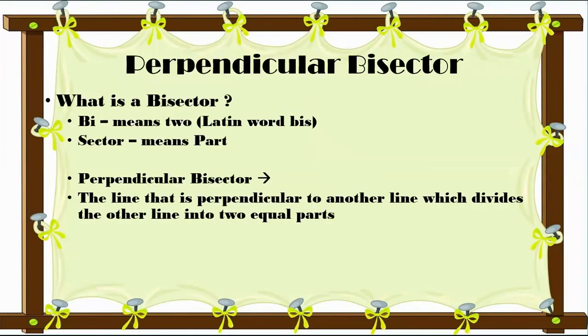Now let's talk about what a perpendicular bisector is. At first we should know what a bisector is. Bi means two and sector means part. So a perpendicular bisector is the line that is perpendicular to another line and divides the other line into two equal parts. This is a perpendicular bisector. You can see this is a line and this is a perpendicular bisector drawn with the help of an arc. And you can see the angle which is exactly 90 degrees, which shows that it is perpendicular to this line as well.